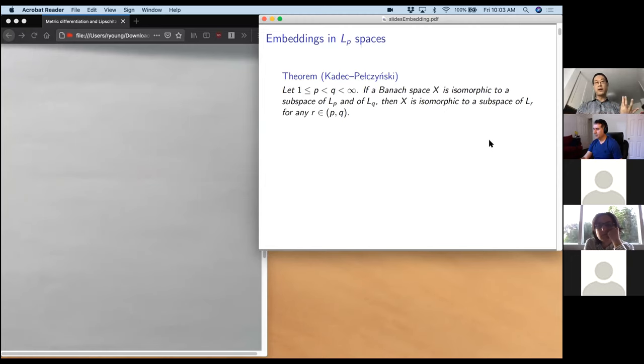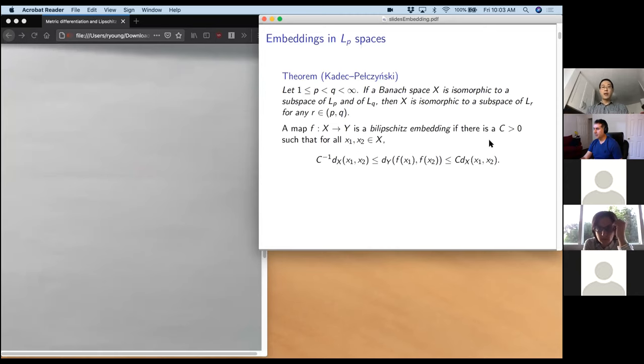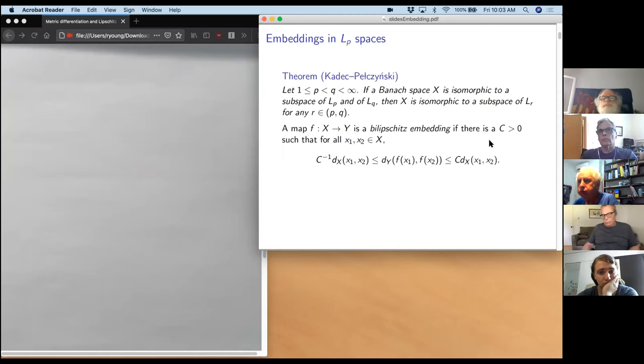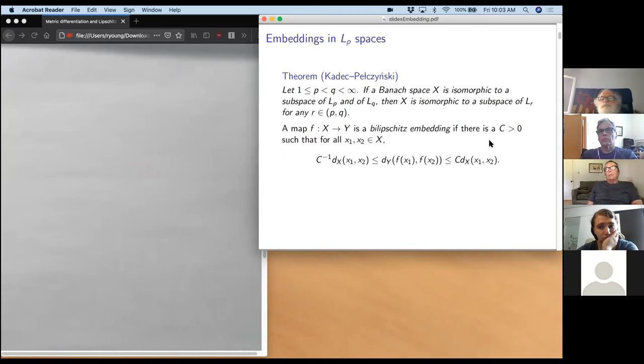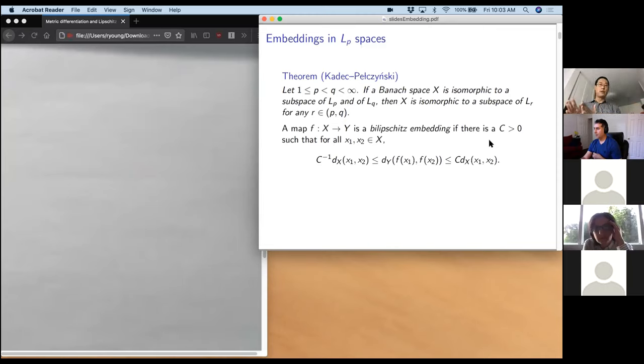So let's define a map F from X to Y to be a bi-Lipschitz embedding if there's some C greater than zero, so that if you take any two points in the domain, then the distance between the images of those two points is within a factor of C of the distance between those two original points. The distance between F(x) and F(y) is between C times the distance between x and y and C inverse times the distance between x and y. And so we can ask, okay, if I have a metric space that embeds in L^p and embeds in L^q, does it necessarily embed in everything in between? But it turns out that the answer is no.